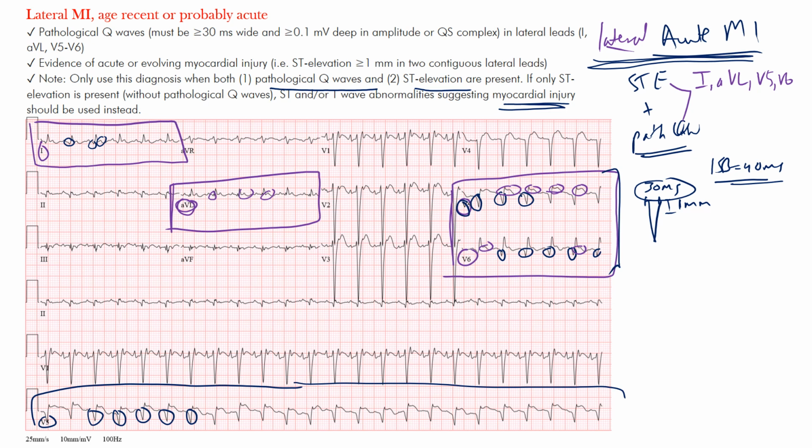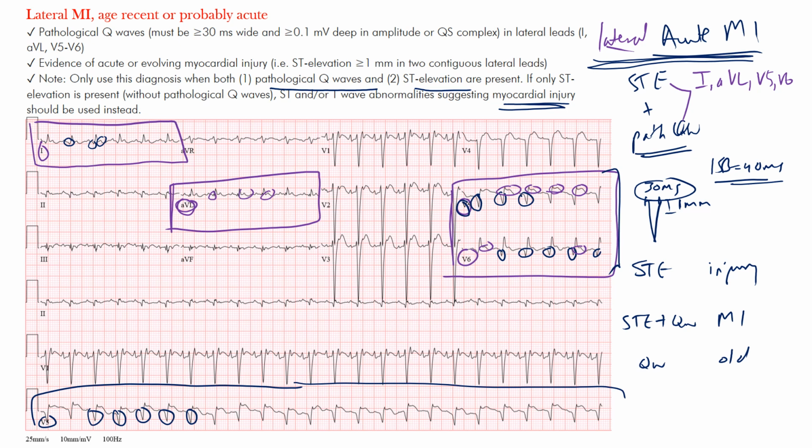Now, if it just has pathological Q waves, then we call it an age-indeterminate or old MI. So just to review, you have the ST elevation that you call an injury pattern. You have the ST elevation plus the Q waves that we call an MI or an infarction, okay? And then we just have the Q waves that are forming, and we call this age indeterminate or probably old, so we'll just put old here, or prior infarct.